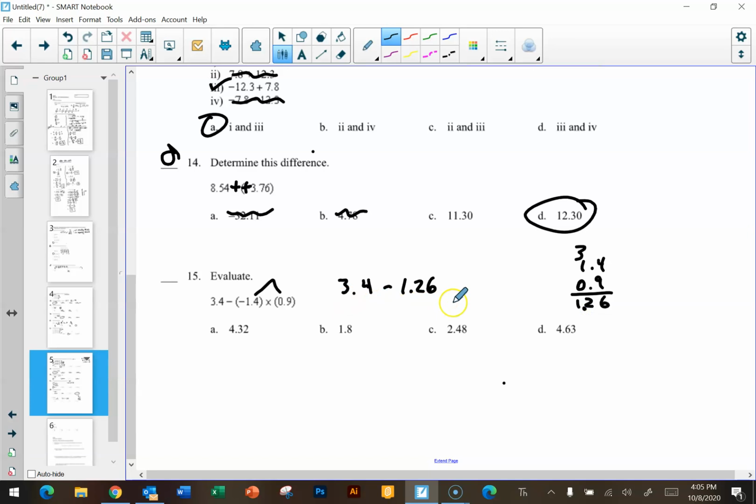All right, so we've got 3.4 plus 1.26. Well, 3 plus 1 is 4. So this should be 4.66. Now, I noticed that I don't have the right answer here. This one is supposed to be 4.66. So sorry about that. I'll change that for next year. But it's definitely not any of these others.